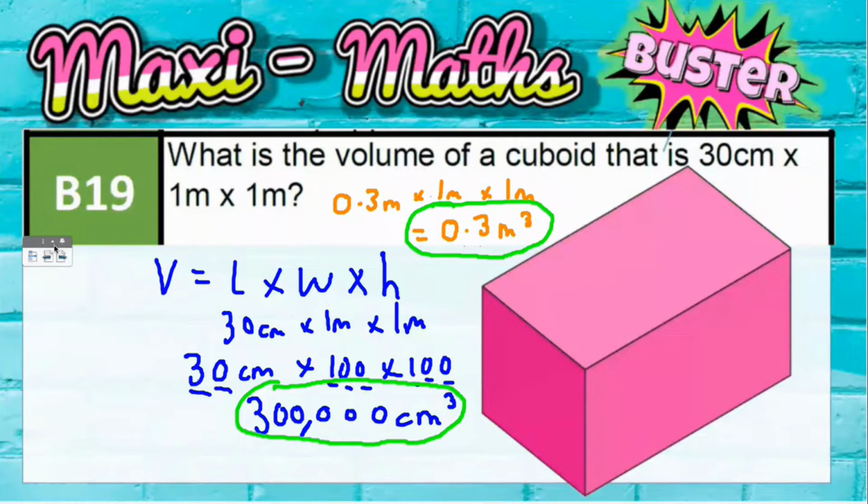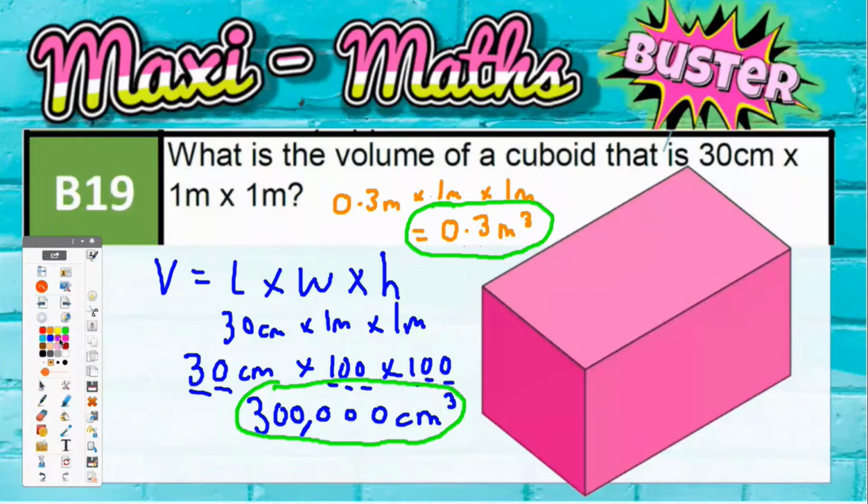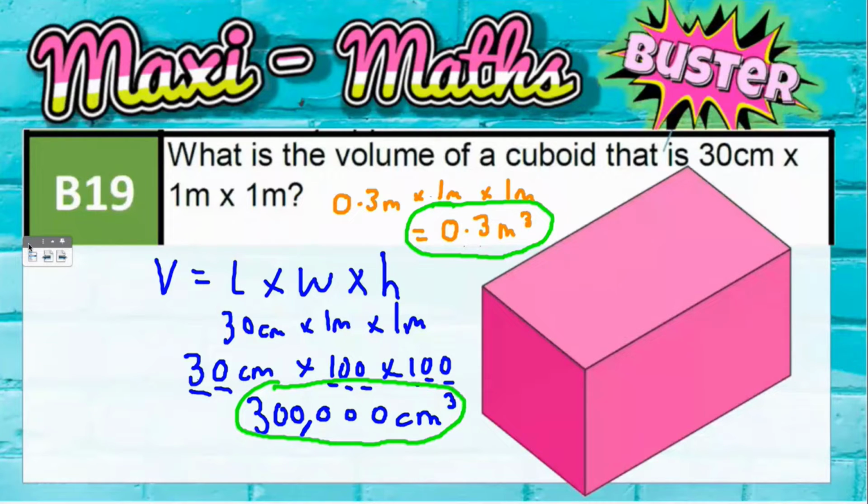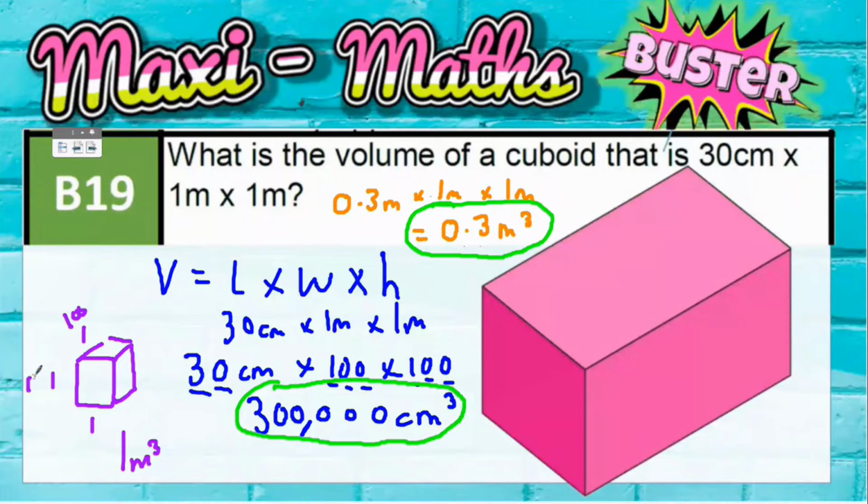Because what you've got to remember is that there's actually 1 million centimeters cubed in 1 meter cubed, for the following reason. If you imagine a cube, which I'm quickly sketching, that is 1 by 1 by 1 meter, that's 1 meter cubed. But in terms of centimeters, it would be 100 by 100 by 100, and 100 times 100 times 100 is 1 million centimeters cubed.